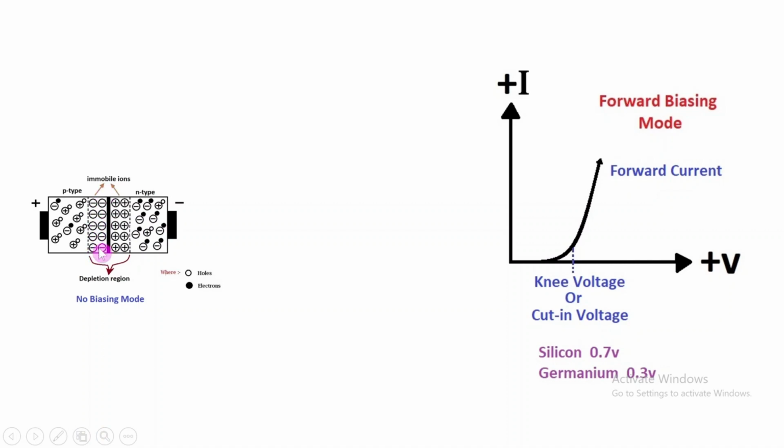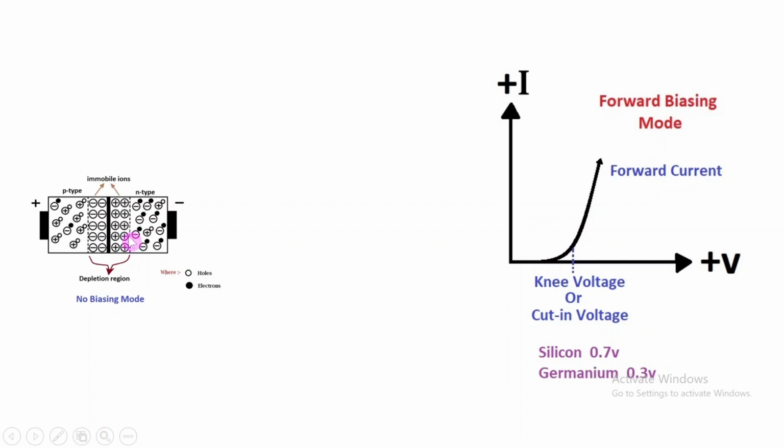These negative charges provide a potential barrier to the electrons in order to cross this depletion layer. Similarly, these positive immobile ions provide a potential barrier to the positive holes in order to cross this PN junction, this depletion layer.